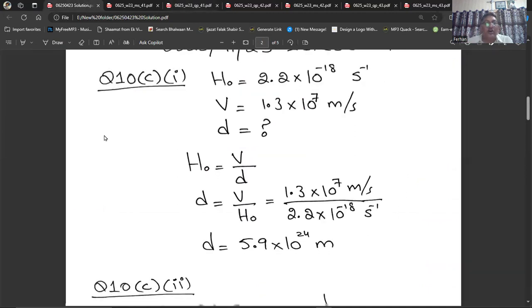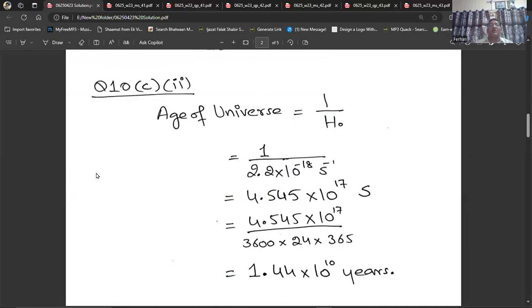So let me show you how I have done this. So here we go. Age of the universe is equal to 1 by H naught. So it will be 1 divided by the value of the Hubble constant, that is 2.2 × 10^-18 per second. So your answer will be 4.545 × 10^17 seconds. Now, because they want the answer in years, I will convert this into years.